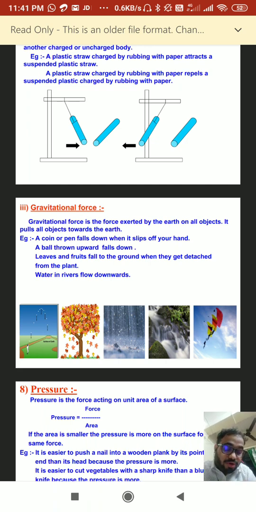Next we have gravitational force. It is a force exerted by the earth on all objects. For example, a coin or pen falling down, or a ball thrown upwards. These are all gravitational forces.